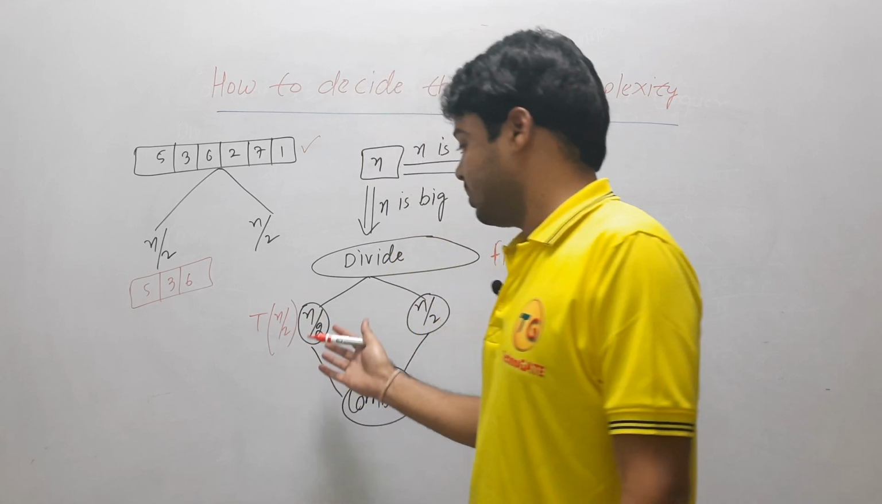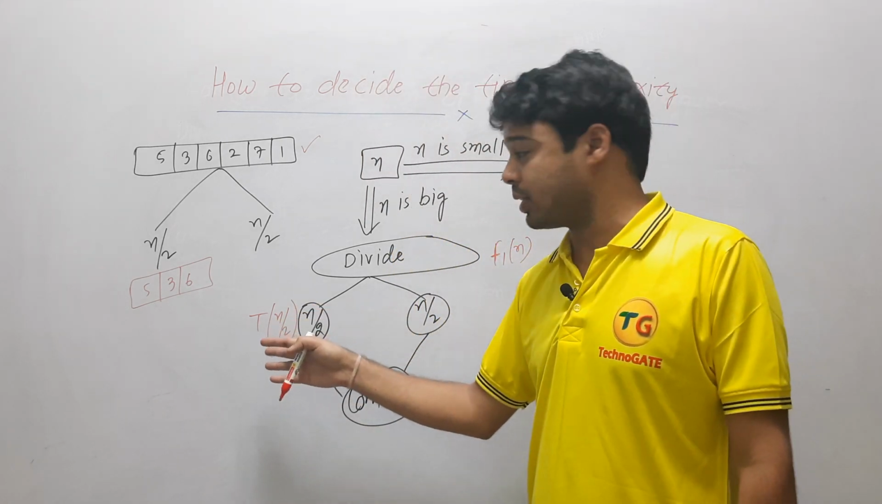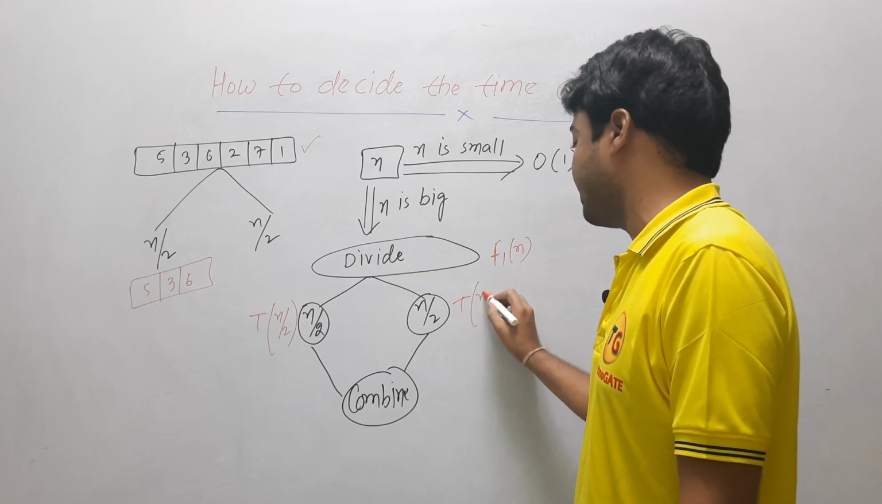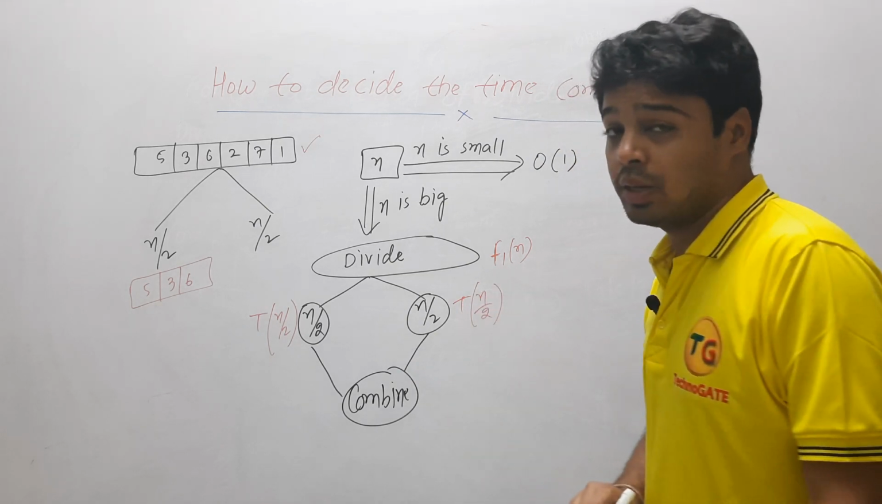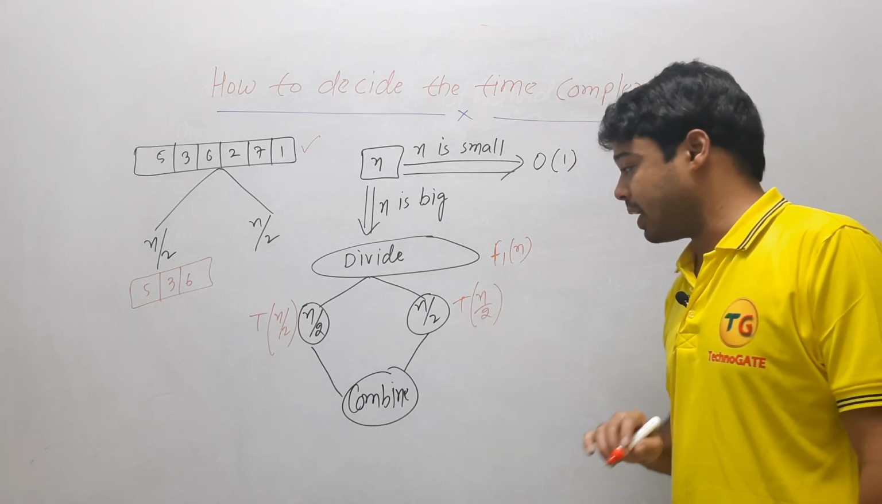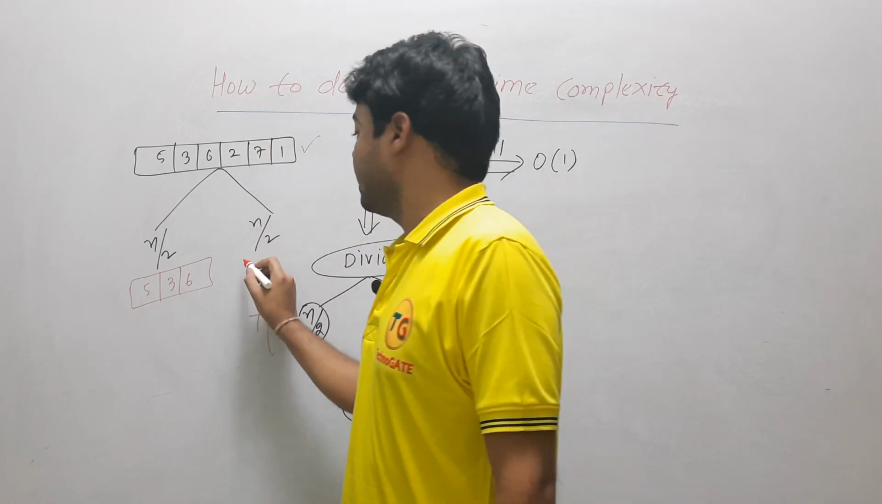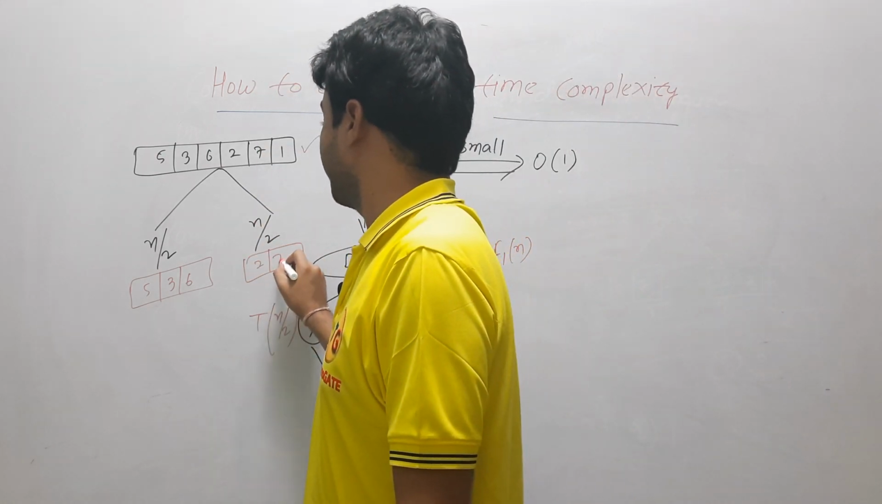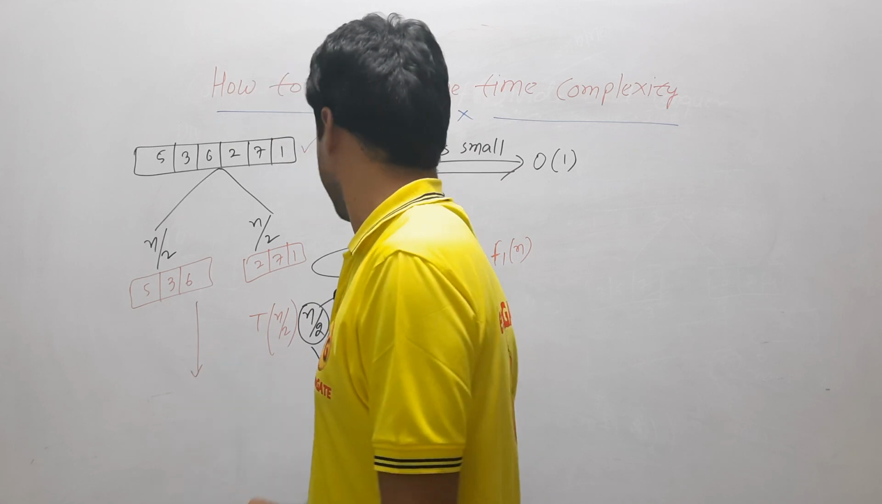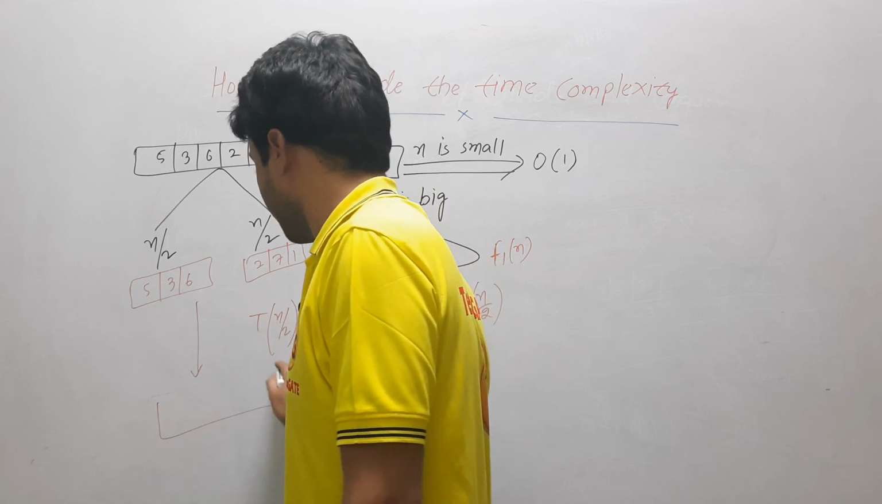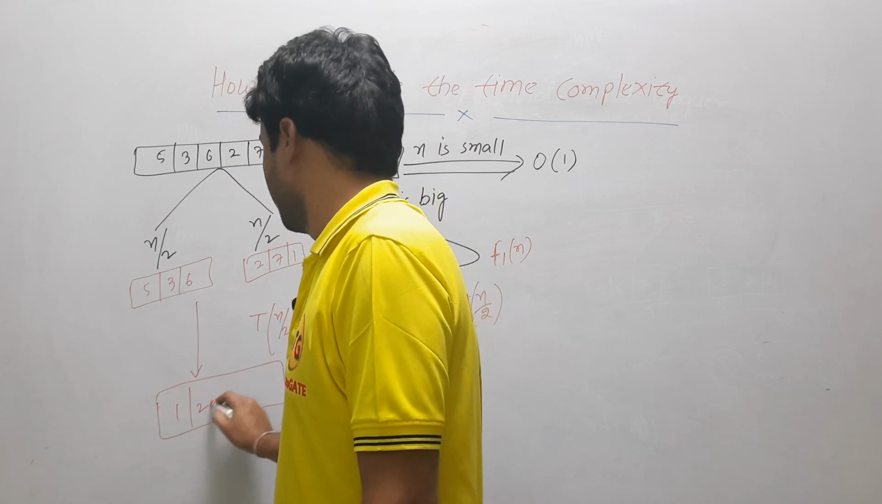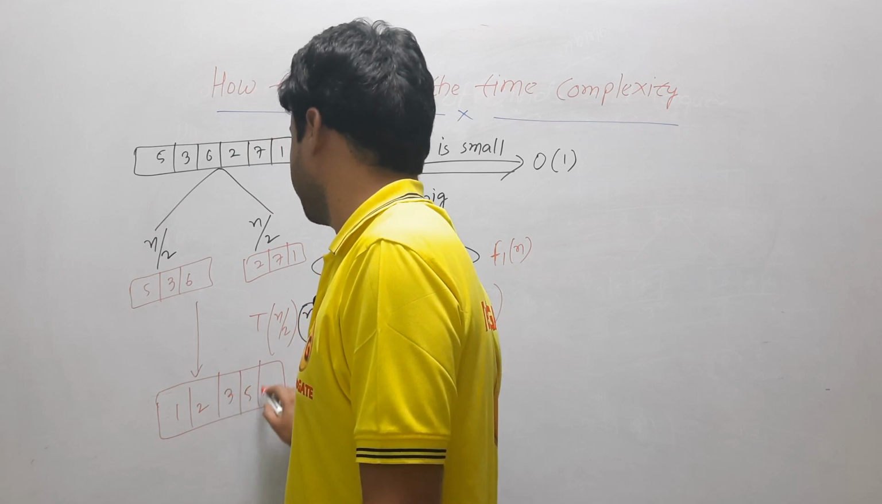Okay, so it will take T(n/2) time to sort the first half of the array. Again, the second half will take T(n/2) time to sort, and then combine. After division like that, 2, 7, 1, and at the last it will become what? What is the combine function here? Like 1, 2, 3, 5, 6, 7.